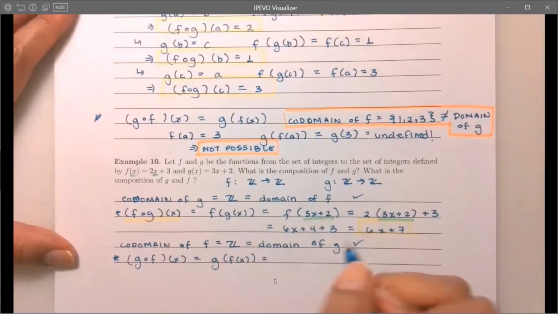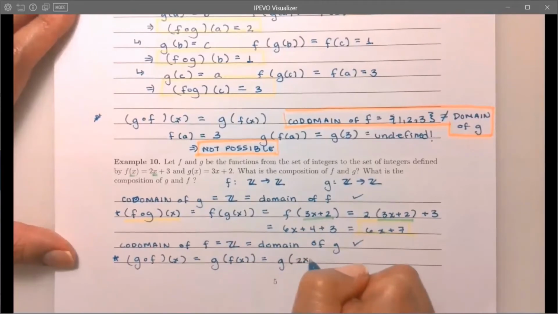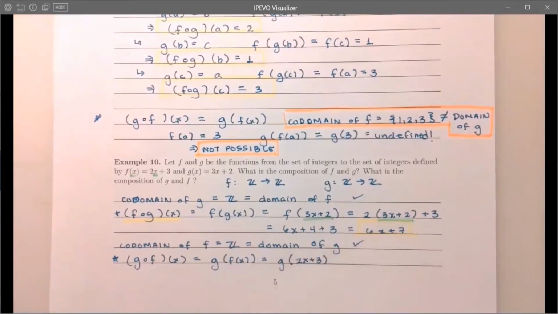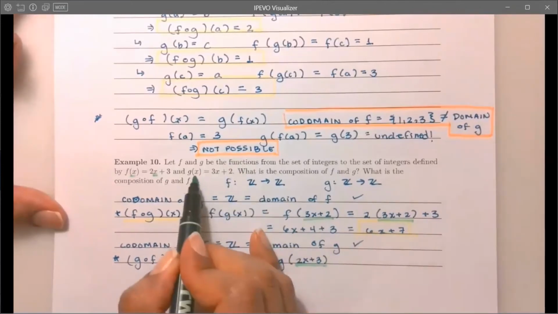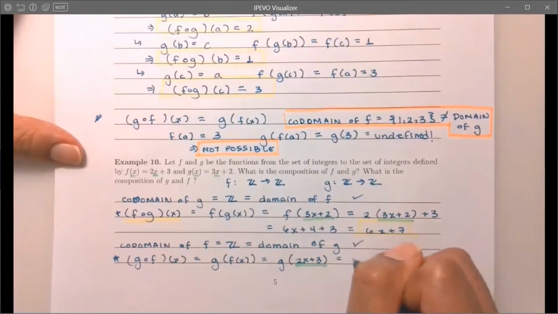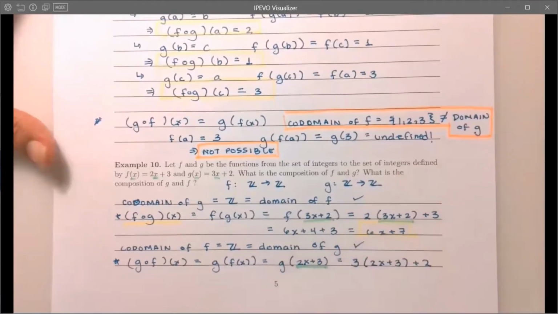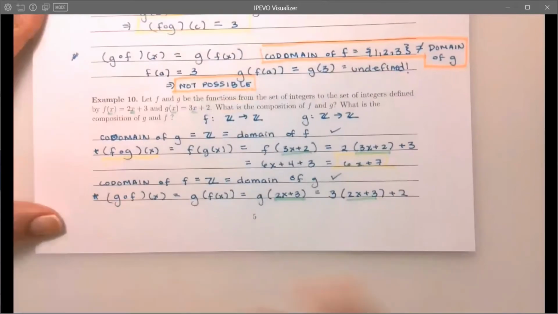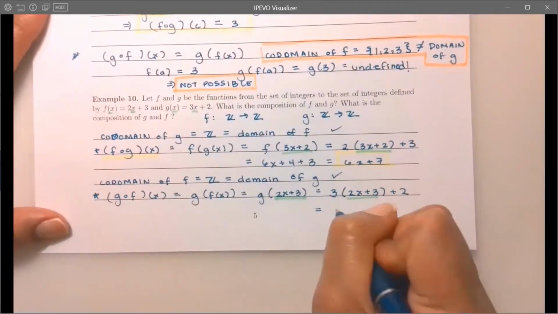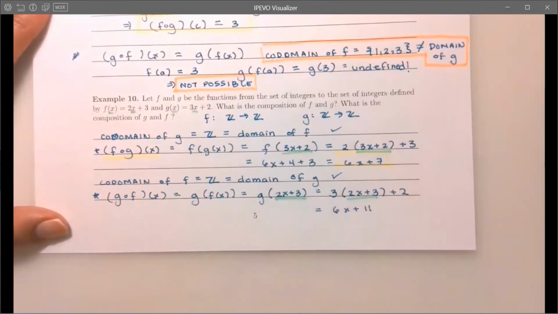So now we're going to replace f with 2x plus 3, and this is our new input for g of x. So everywhere you have an x, you replace it with 2x plus 3. That's 3 times (2x plus 3) plus 2. And now if we distribute the 3, we're going to get 6x plus 9 plus 2. So ultimately that becomes 6x plus 11.